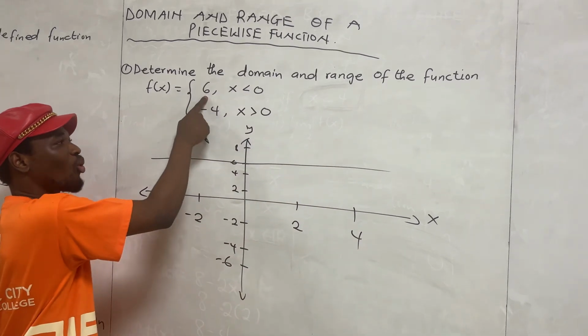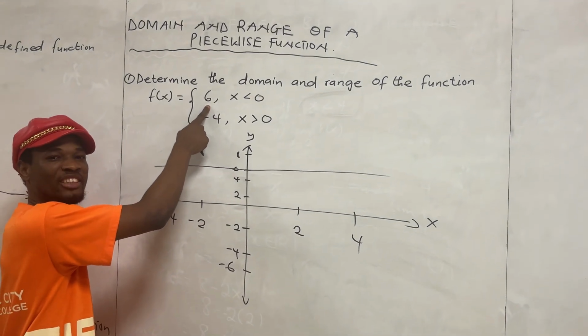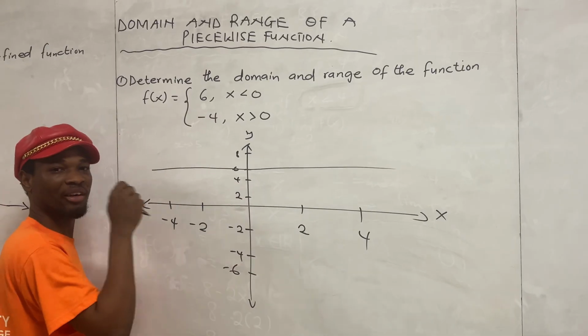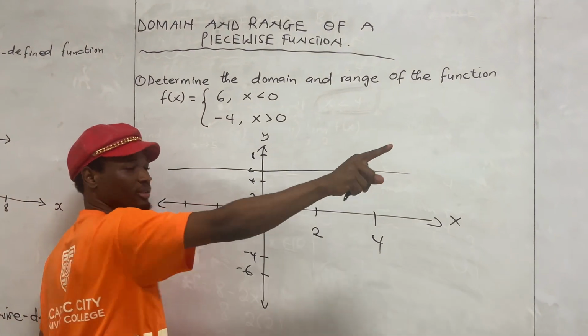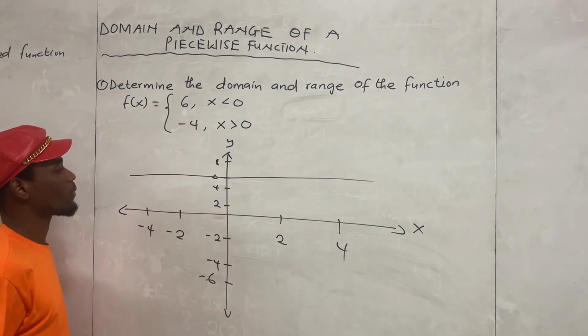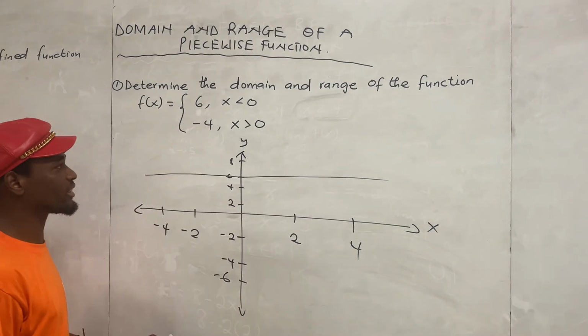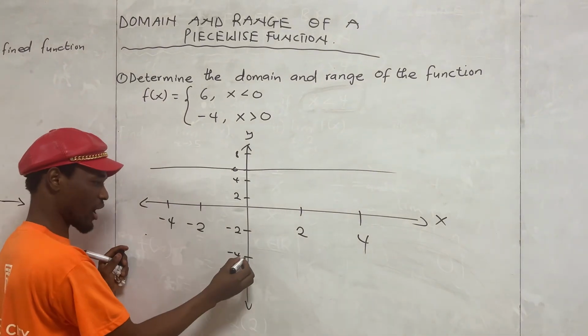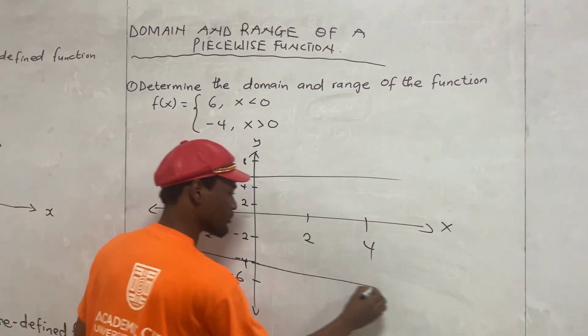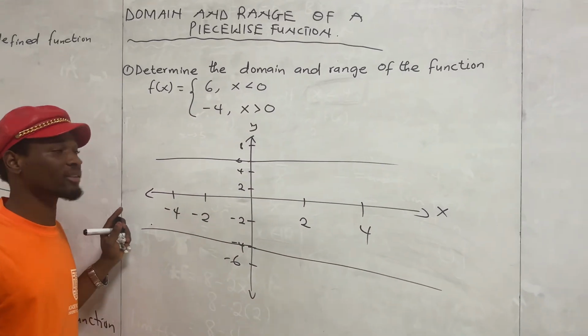Remember, this is called a constant function. This is how a constant function goes. Just draw your horizontal line straight. Good. Now let's consider -4. Where is -4 here? Again, this is a constant function, so I have my -4 this way. As simple as that.